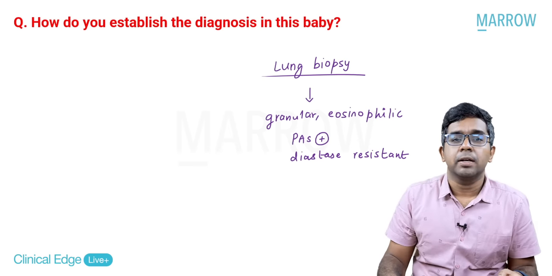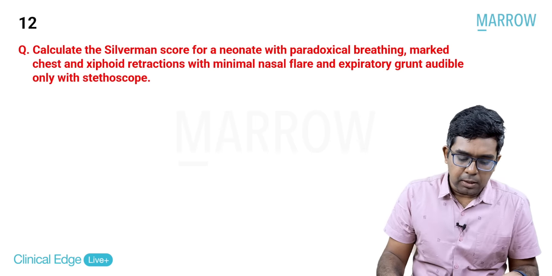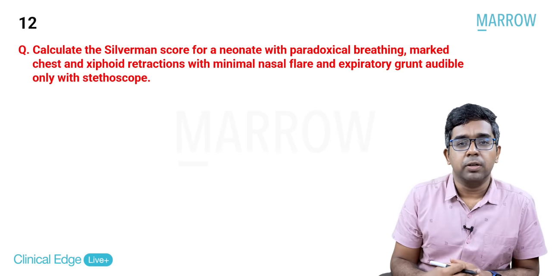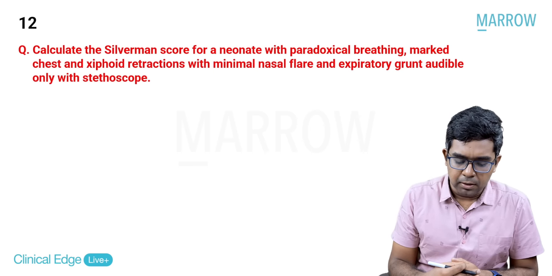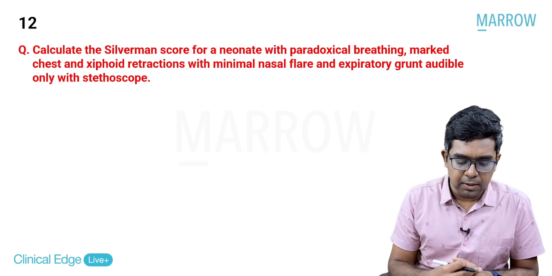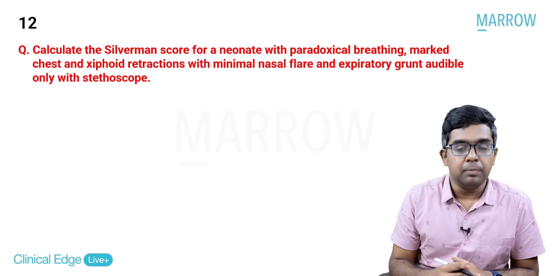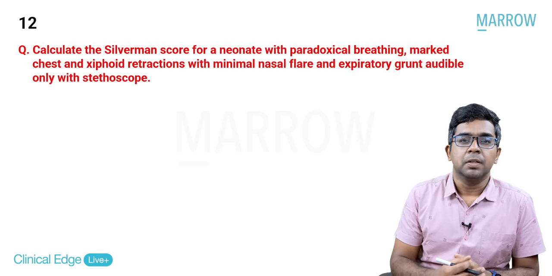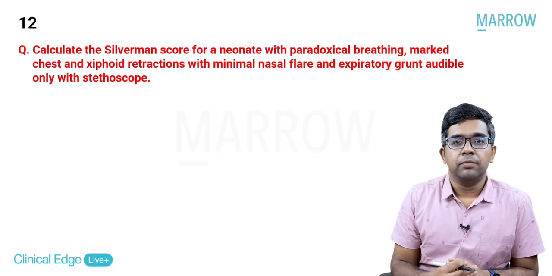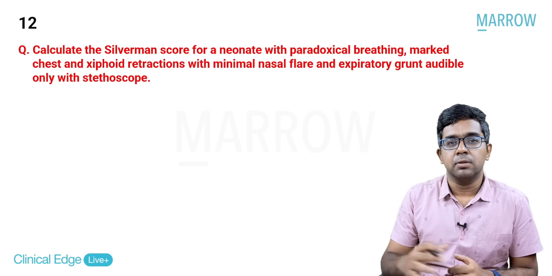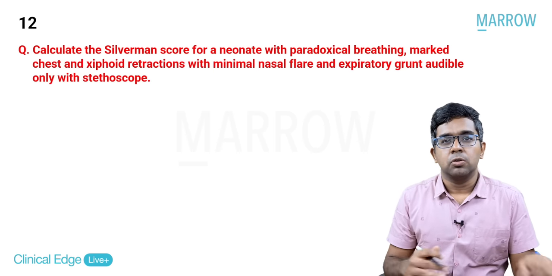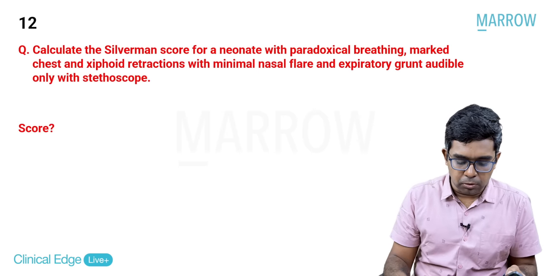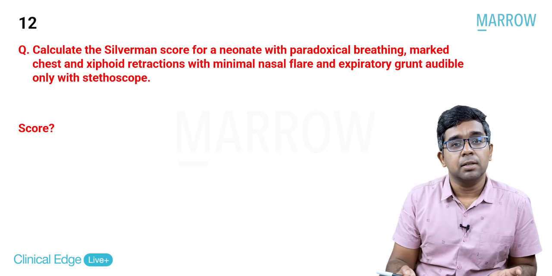Moving on to vignette number 12. Calculate the Silverman score for a neonate who's having paradoxical breathing, marked chest as well as xiphoid retraction, along with minimal nasal flaring and expiratory grunt audible only with a stethoscope. So this is a situation where we have to do the Silverman scoring based on the findings which are given. So before I tell the score, you should know about the Silverman scoring.